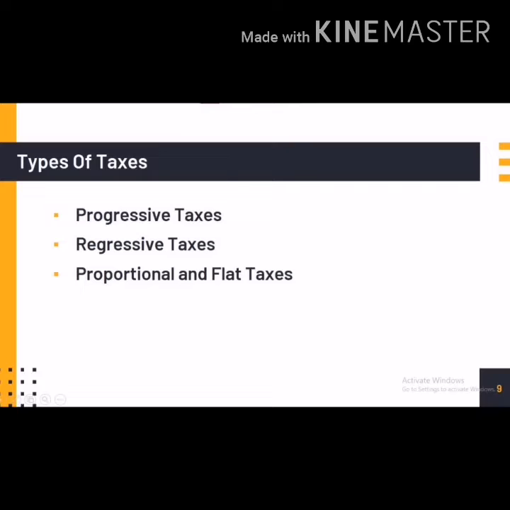So the last one is proportional and flat taxes. Proportional and flat taxes is one where the amount you pay is proportional to how much you have. You will also hear people refer to this as a flat tax. For example, imagine you live in a state with a flat income tax of 5%. Each taxpayer will pay 5% of his or her taxable income. Since everyone is paying a proportionate amount of their income, this is a proportional tax.